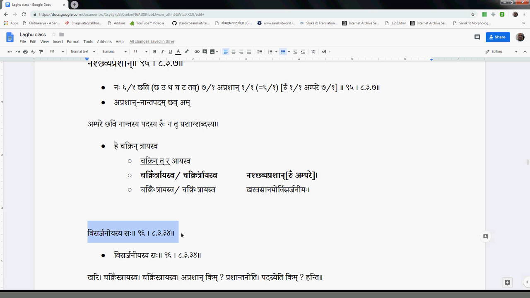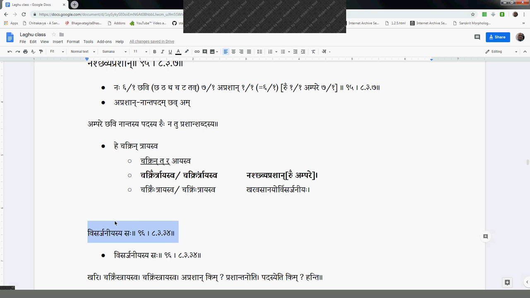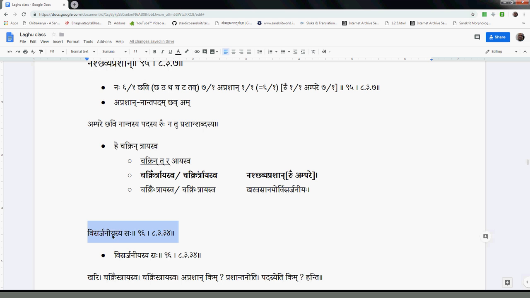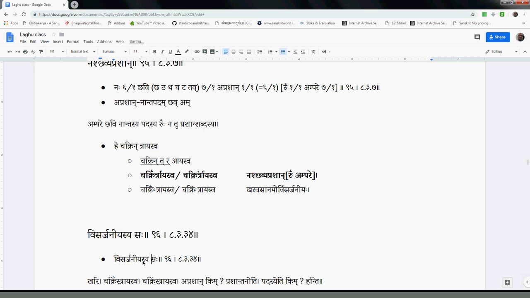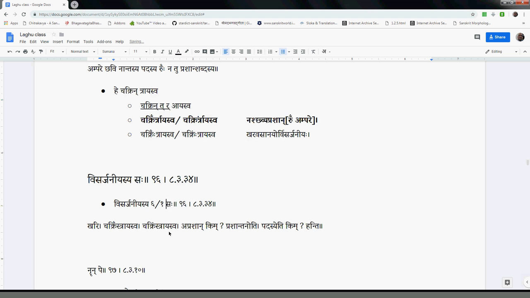Now what should happen to that visarga is dealt with in the next sutra, which says visarjaniyasya saha. Visarjaniyasya saha adesha bhavati, sakara adesha bhavati. Visarjaniyasya is shashti ekavachana. Saha: the akara is for pronunciation; it is actually sakara, but for ease of pronunciation an a is added. It is visarjaniyasya saha adesha bhavati. The akara is ucharanartha.